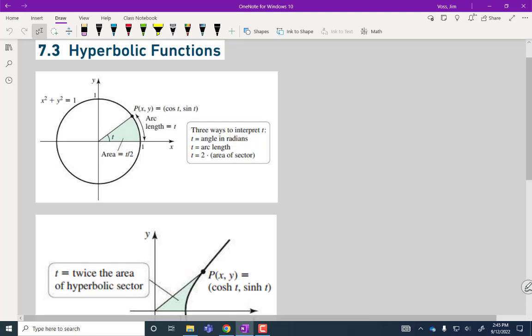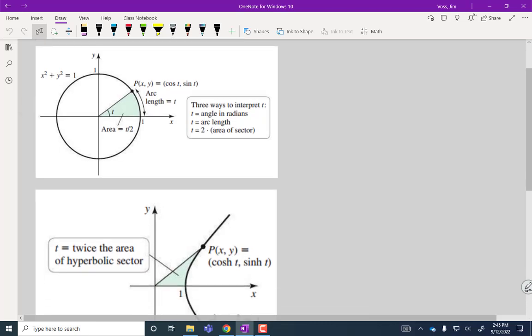To get that understanding, let's first go back to the circular functions. The regular trig functions are based on a circle. And let's just notice a property. When you're looking at a sector in a unit circle, there are a few properties. You can think of this t right here as the angle in radians. You can also think of that t as the arc length, because we have a formula that says s is equal to r theta. And if r is equal to 1, then the angle and the arc are the same.